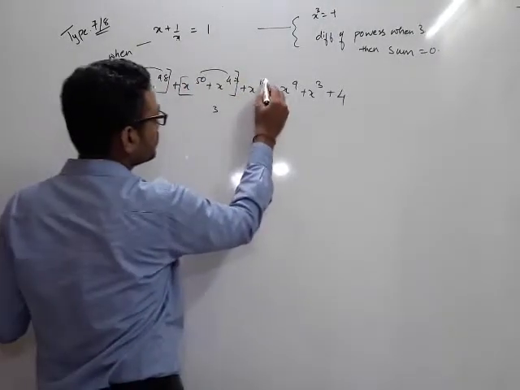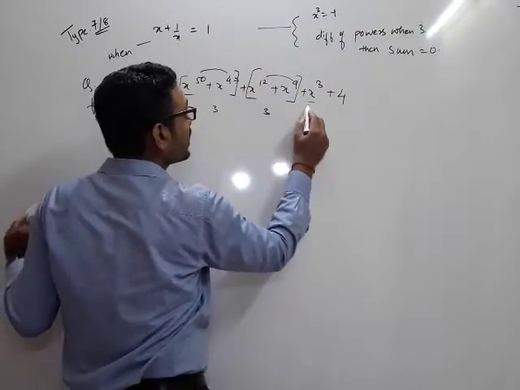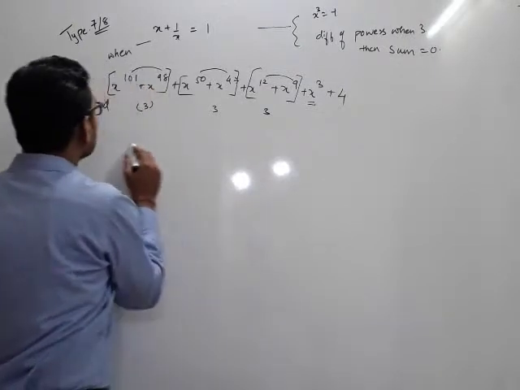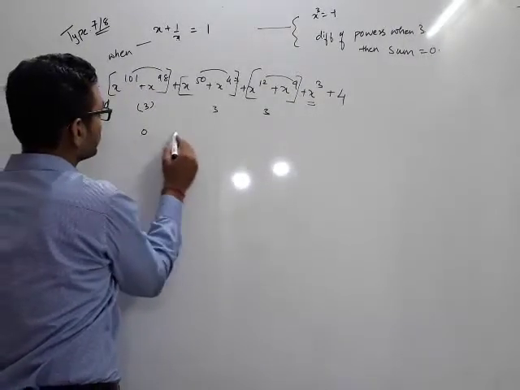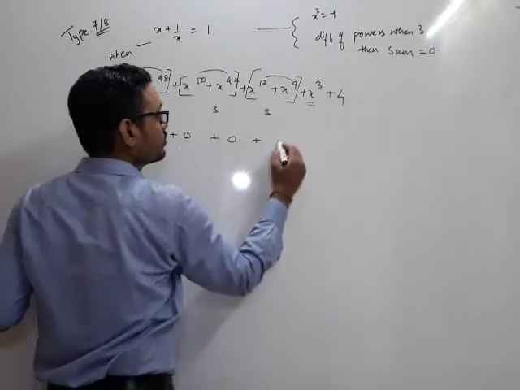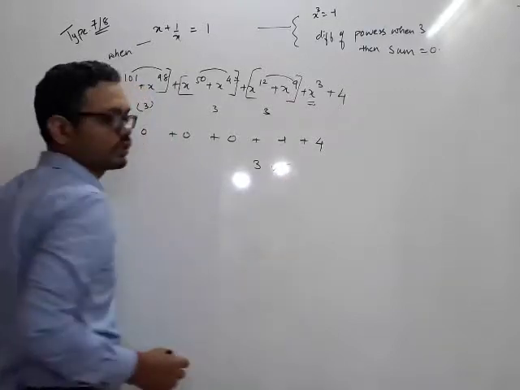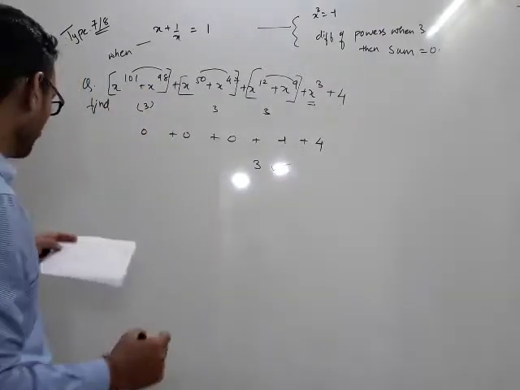So this sum is 0, and this sum is 0. Difference is 3, this is 0. X cube. So we'll write the values. This becomes 0 plus 0 plus 0 plus, what is x cube? Minus 1. So minus 1 is your answer. I hope you have got it.